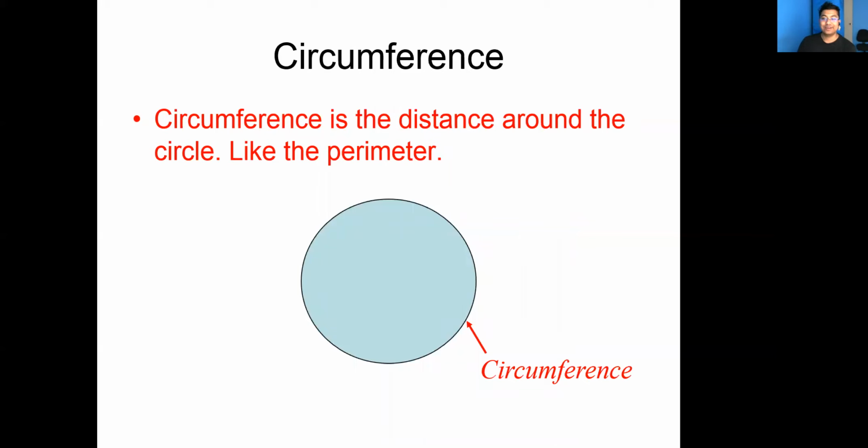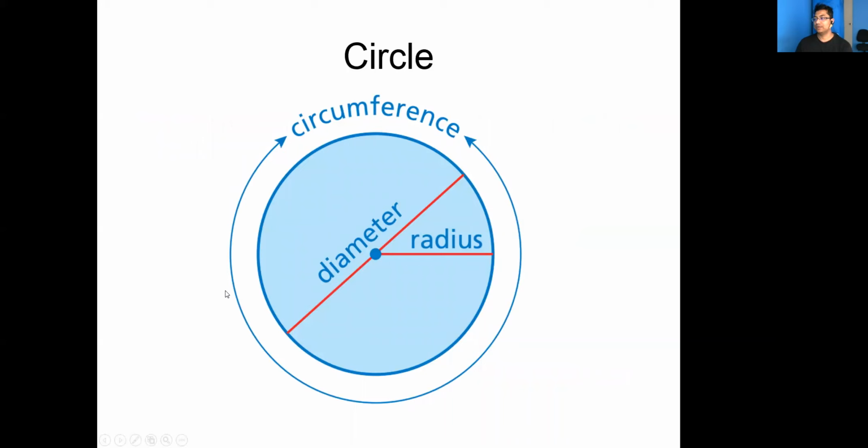As I did tell you about the circumference, the circumference is basically like a perimeter. You know the perimeter of rectangular things. So if we measure the perimeter of circular things, then we have got the circumference. So what do we have in total in the circle? This is the circumference, while the whole length is the diameter and half of the diameter is the radius.